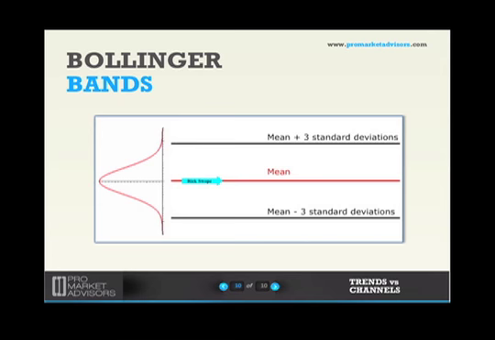Then what we do is we draw a line above and a line below. This is called the upper Bollinger Band and the lower Bollinger Band. Now those lines are drawn a certain distance from the moving average, which is in the middle. How far? Well, you can draw that line any distance, but typically what we do is draw it, even though I have 3 here, we draw it 2 standard deviations.